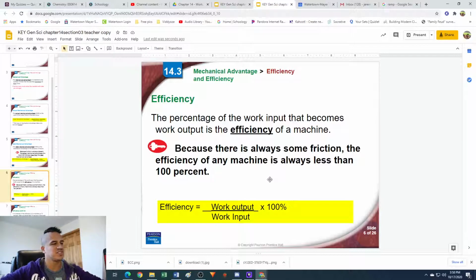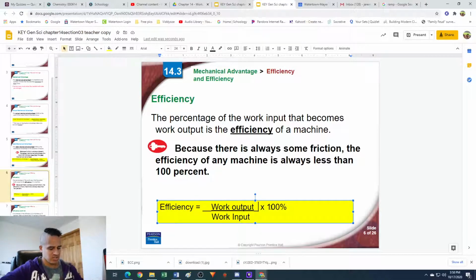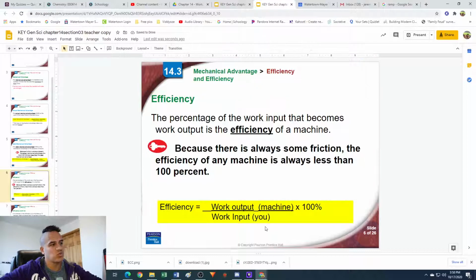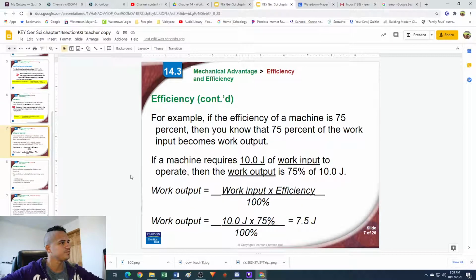To calculate our efficiency, we'll take our work output divided by our work input and then times that by 100% to get it into a percentage. Again, just to remind ourselves, our work output is the amount of work the machine is doing, and our work input is the amount of work that we are doing. So we take the work the machine does divided by the work that we do times 100 to get a percentage. That's our efficiency. We want to get as close to 100% as possible, even though we will never truly get to 100%. We want to get as close as we can.